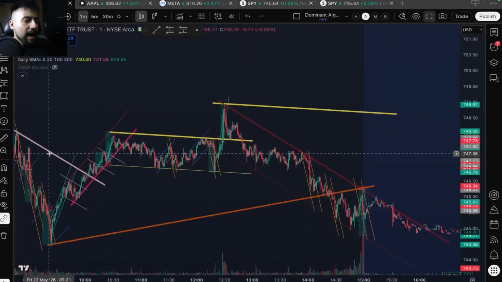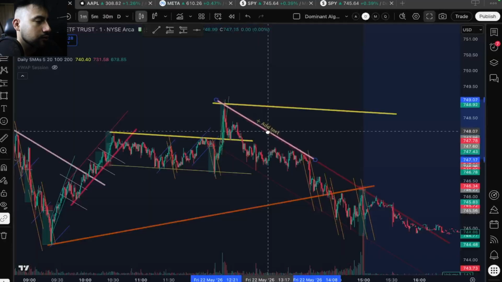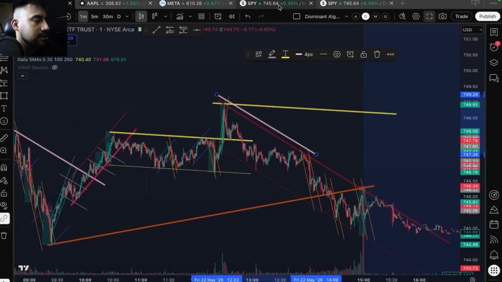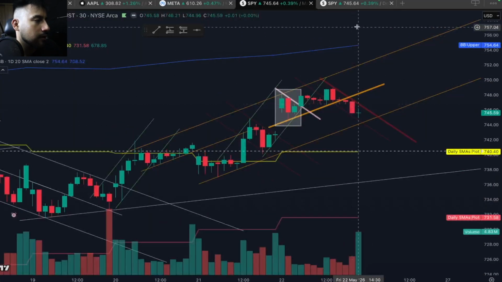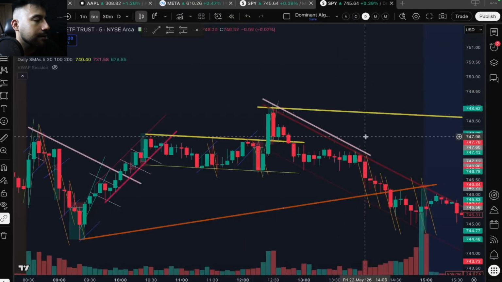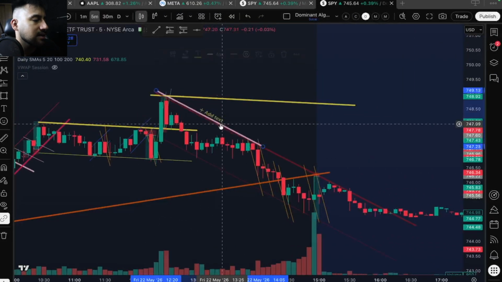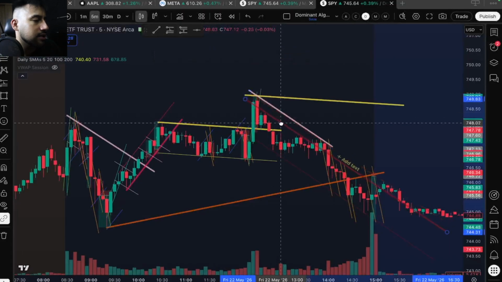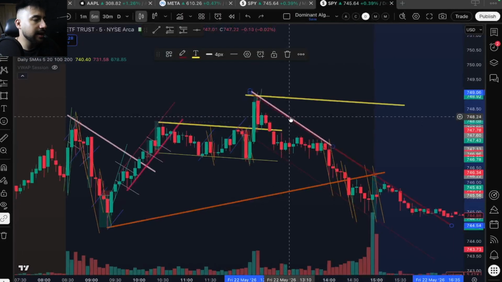So maybe we have another pink. Pink technically forms right here again, because pink is this red right here. You guys can see, even in real time, I have this as a completely different algo because I wasn't able to identify this as the same pink. I kind of looked at it like this.